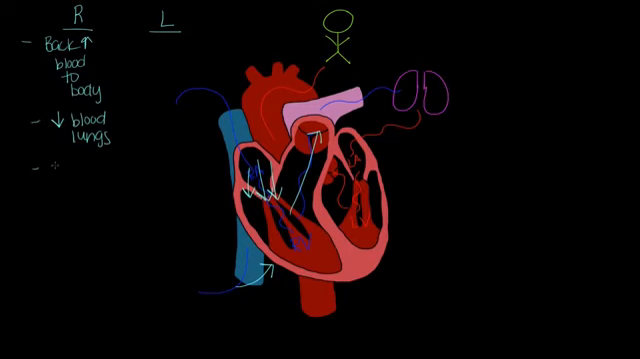So one of the things that we see a lot is JVD, jugular vein distension. You see this in right-sided heart failure because as the blood is backing up, it's backing up to the body. And you're going to see those veins bulging because you have an increase of blood that's backing up.